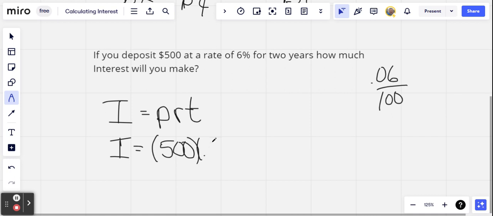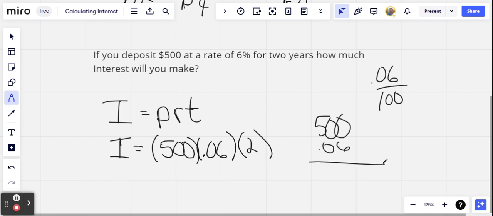Okay, so 0.06, that's our interest rate. And then the time is 2 years. So the first thing we're going to do is 500 times 0.06. So we go 0, 0, and then that's 30.